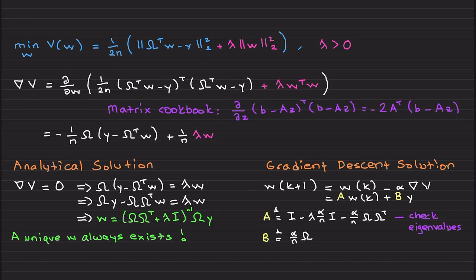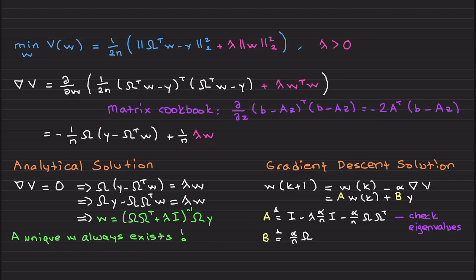To take the partial derivative, I am going to look at the matrix cookbook, and in the matrix cookbook we have this formula. When you take the partial derivative of this function with respect to z, you have this one. This is particularly useful when you take the first term's partial derivative. The first term's partial derivative by using this formula is 1 over n omega in parentheses y minus omega transpose w. The second term's partial derivative is just 2 lambda w. So you have this in here.